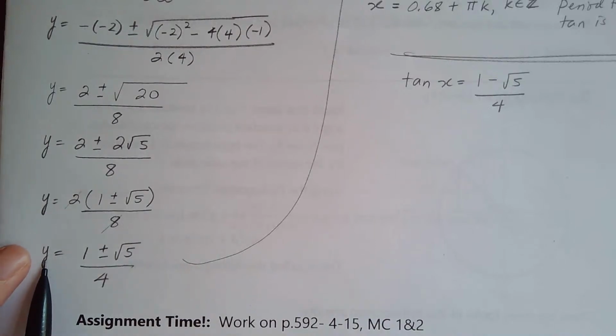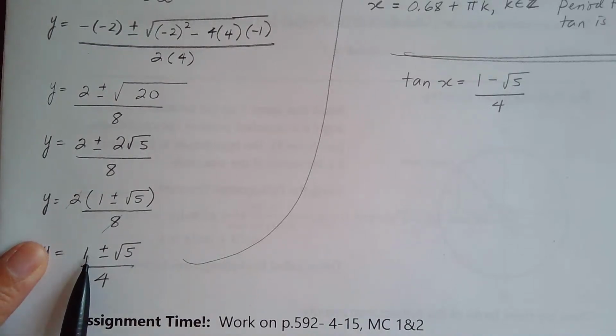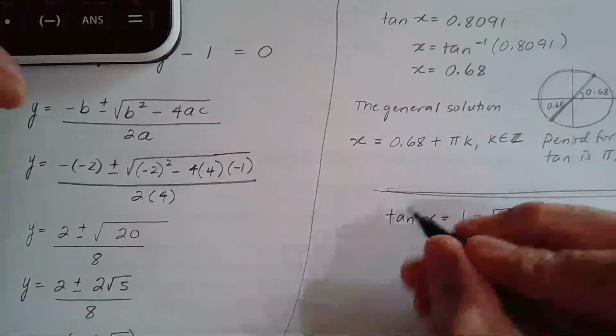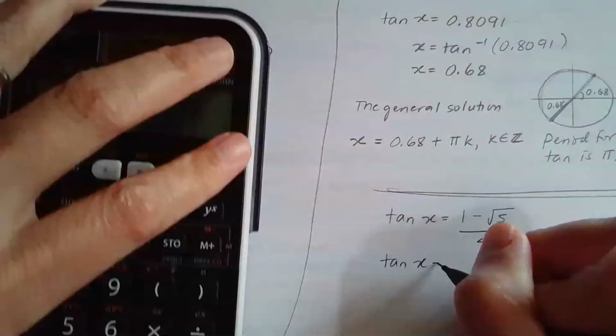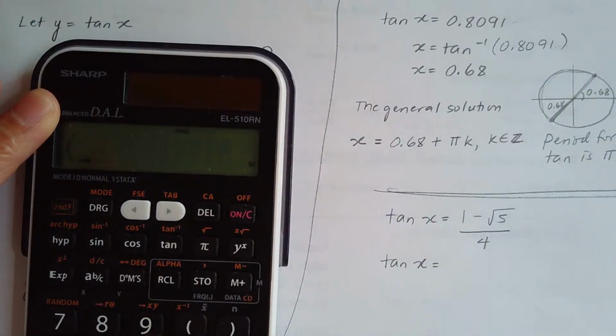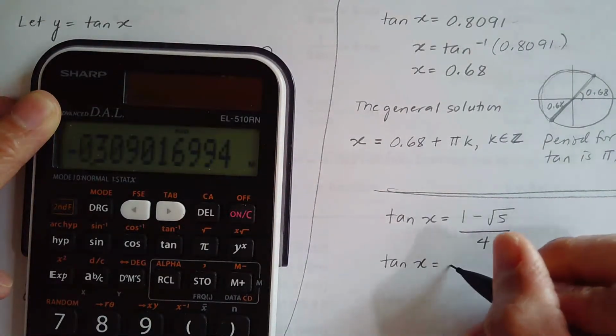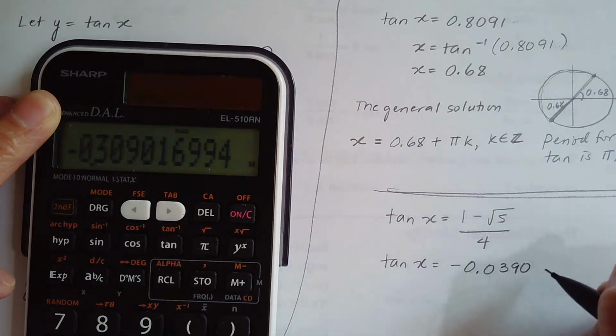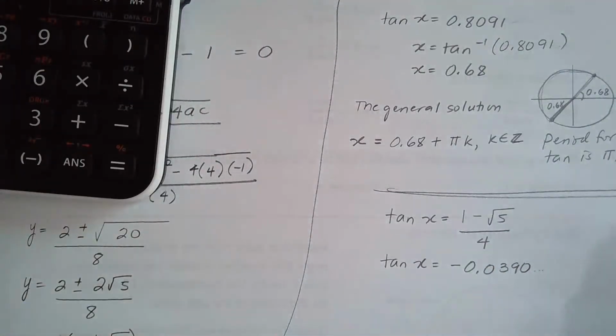We're replacing y back with tan. So we did the 1 plus root 5 over 4. Then the next one would be 1 minus root 5 over 4. So tan of x is equal to, let's figure that out, 1 minus root 5 divided by 4. It's going to give us negative 0.0390. A whole bunch of digits.